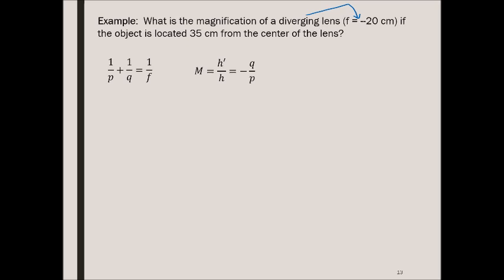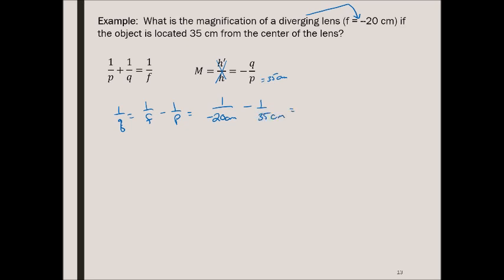Okay, hopefully you had a chance to do that. In order to find M, we're not asked for the image height or anything, but we do need to find Q in order to find M. We're given P is 35 centimeters, so we need to find Q. Find Q from this equation, 1 over Q is equal to 1 over F minus 1 over P. So 1 over negative 20 centimeters. Don't forget the negative sign, very important. This is where I usually mess up.